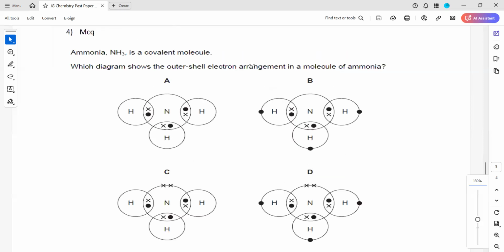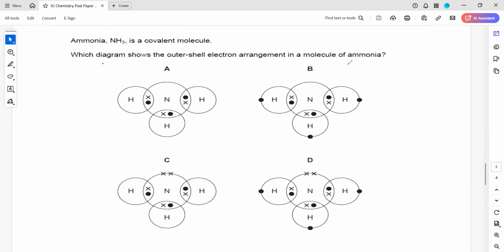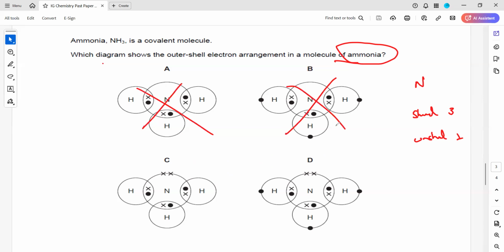Ammonia is a covalent molecule. Which diagram shows the outer shell arrangement of a molecule of ammonia? Nitrogen belongs to group 5. So as it belongs to group 5, how many electrons will it share? 3. And how many unshared will there be? This one is sharing 3, but there is no unshared pair. So not A. This also is not correct.